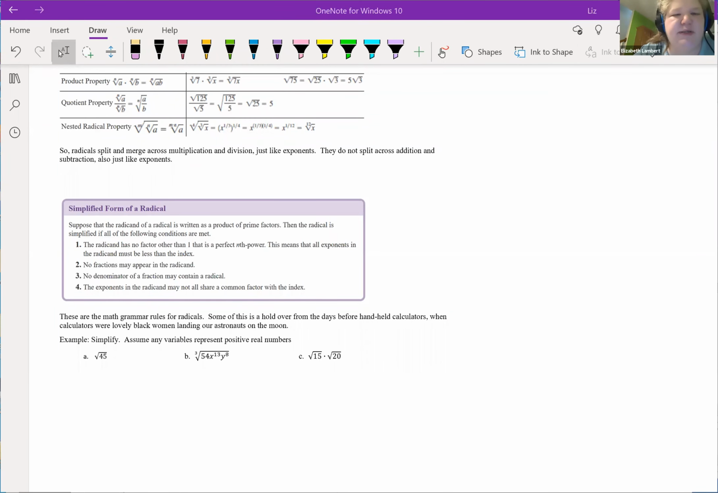All right, so at the end of last video, this was on the page, just gonna talk about it real quick. Our radicals, just like exponents, will split across multiplication and division. We did that earlier.